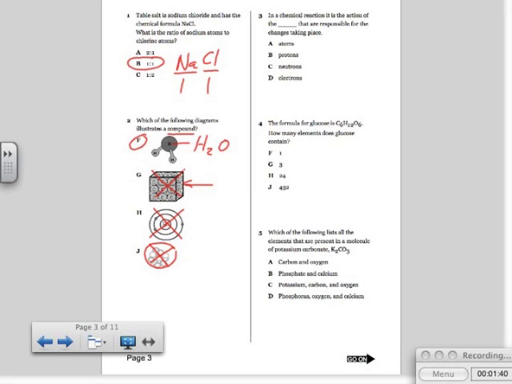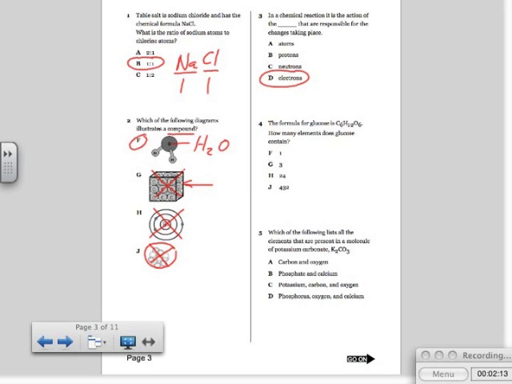Okay, our next question, number 3. In a chemical reaction, it is the action of the blank that are responsible for the changes taking place. So what is it that's causing our changes to take place in these different atoms? Well, we have to look specifically at the parts of the atom. We have protons, neutrons, and electrons. If you remember from last 6 weeks, the valence electrons are the parts of the atom that are responsible for connecting together to form compounds.